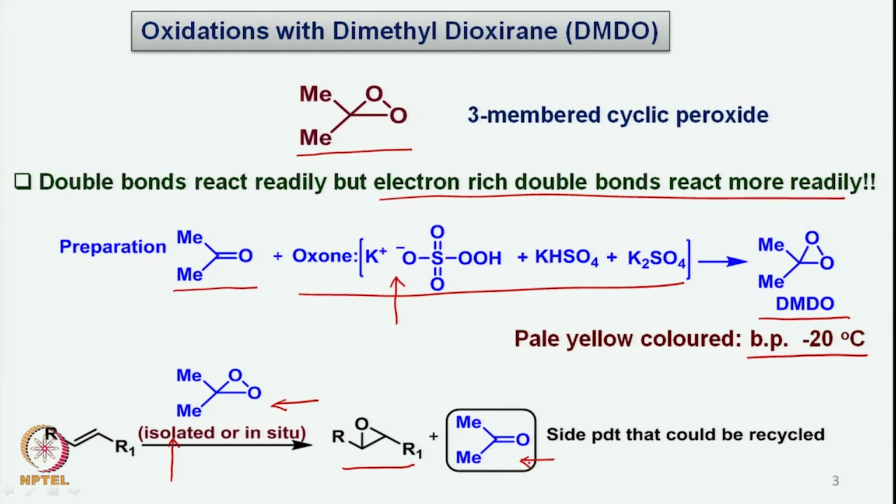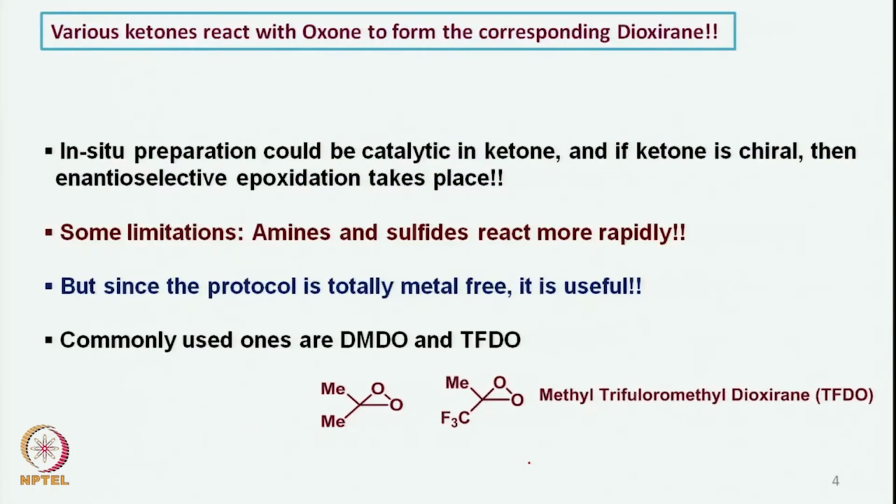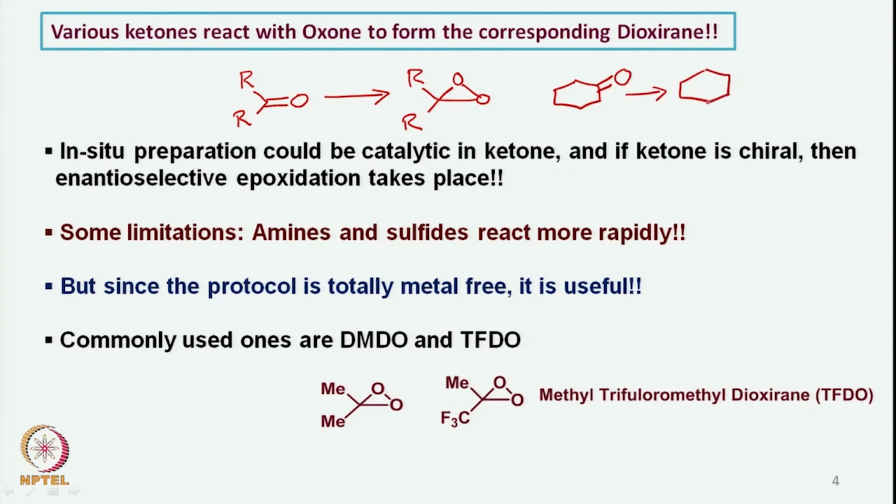Now, this is a very general way of reacting. Various ketones of different kind have been found to react with this oxone to form the corresponding dioxirane. So that means we can here write a general way of representing that we have a ketone, an acyclic ketone right now, which can form the corresponding dioxirane. So irrespective of what R groups are, you can have the corresponding dioxirane. In a similar fashion you can also have a corresponding cyclic ketone that can give the dioxirane of this type.